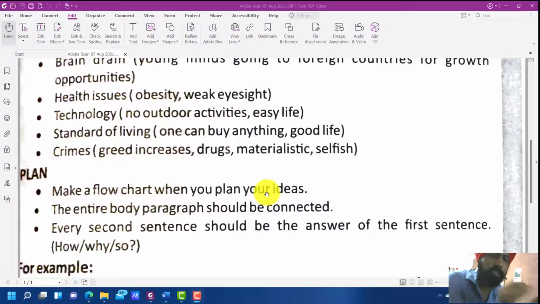Coherence means paragraph to paragraph linking. For example, your BP1 and BP2 are going to relate to each other. And cohesion is defined as sentence linking. Every second sentence should be the answer to the first sentence, like how, why, so. Whether it is how, a problem is defined and you need to answer according to it. Why, you need to define the reason. Just for example, I have shown it there.